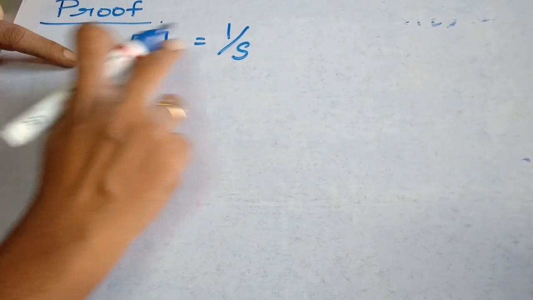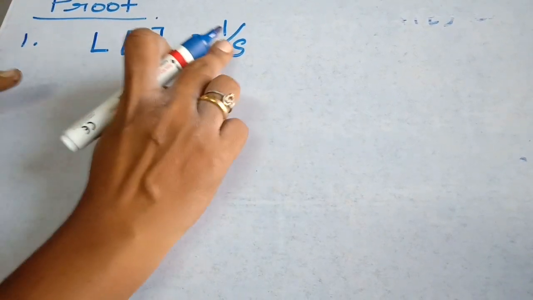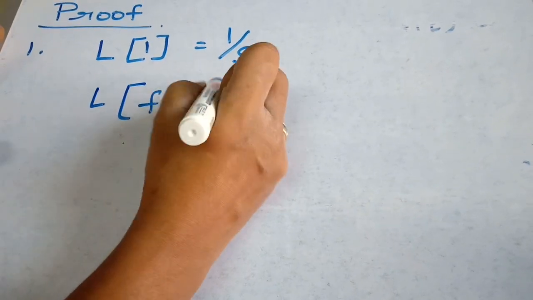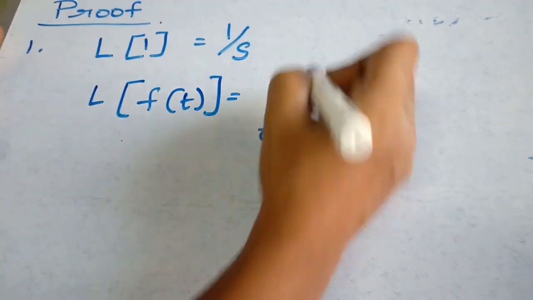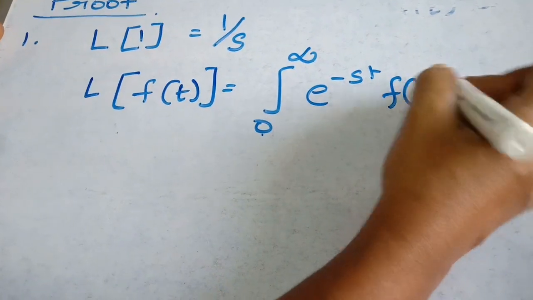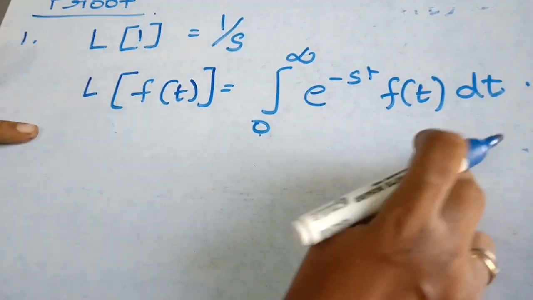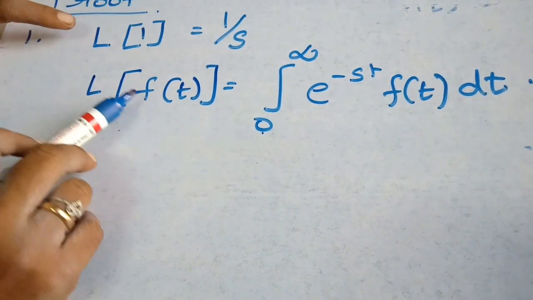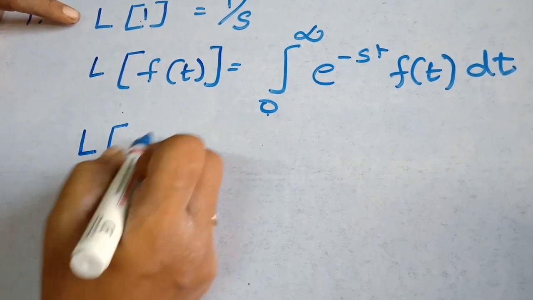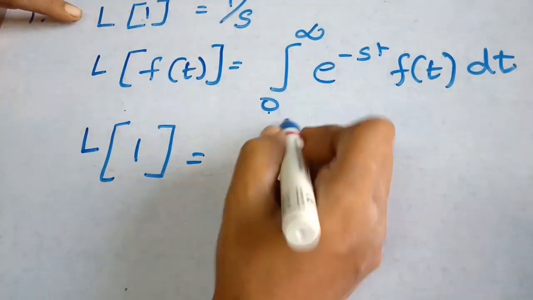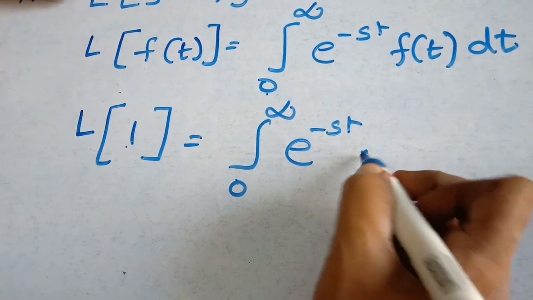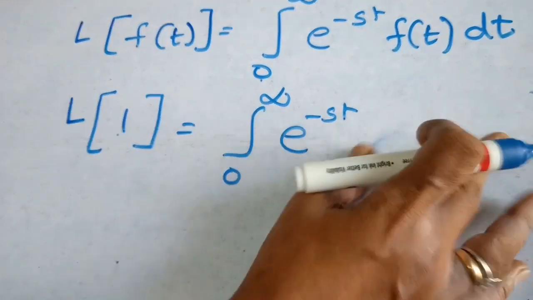We know L of 1 is 1 by s. We derive the formula. What is L of f of t? By the definition, this is the integral from 0 to infinity of e power minus st f of t dt. So this is the definition of Laplace transformation. In the place of f of t, please replace 1. So we get L of 1 equals the integral from 0 to infinity of e power minus st into 1. Any number into 1 is the same.